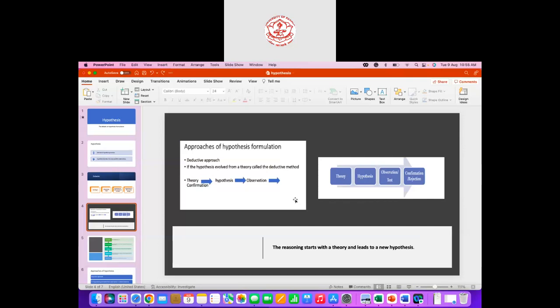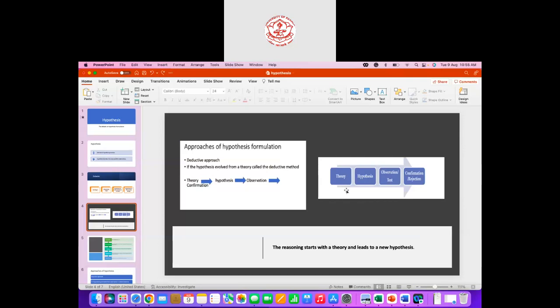When we confirm the theory, that means the test results are in accordance with the theory. If the test results contradict the theory, we can state that we have violated the theory. That means our results are against the theory, and a new theory is evolving at this stage.